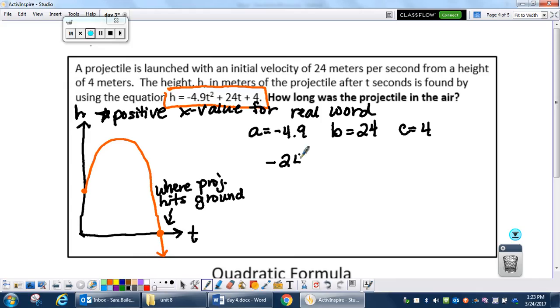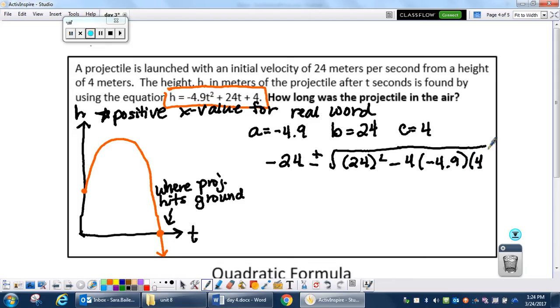the opposite of 24, plus or minus the square root of B squared minus 4 times negative 4.9 times 4. And I'm going to extend my square root all over 2 times a.